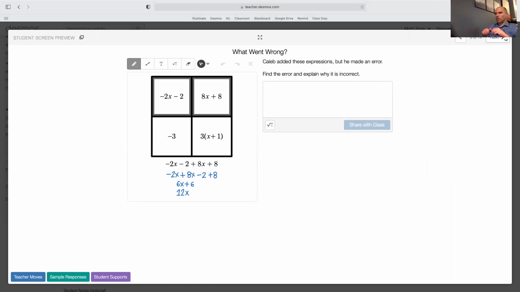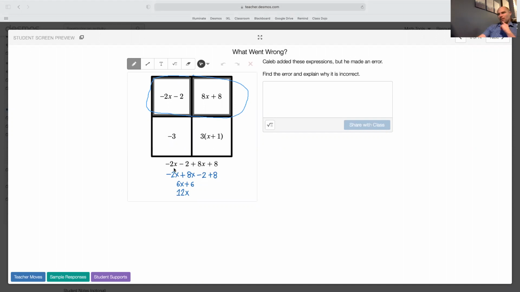Caleb added these expressions, but he made an error just like I did. Find the error and explain why it is incorrect. Okay, so it looks like Caleb selected the top 2. You can see it's kind of hard to see, but these boxes here, the top 2 boxes, are shaded around their edges. So he's trying to add these 2 here. And so the expression got made here, -2x minus 2 plus 8x plus 8.